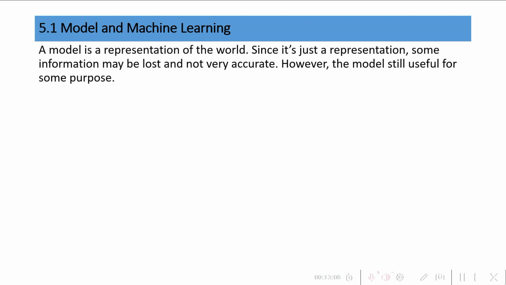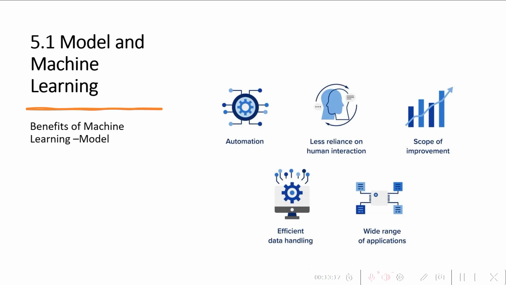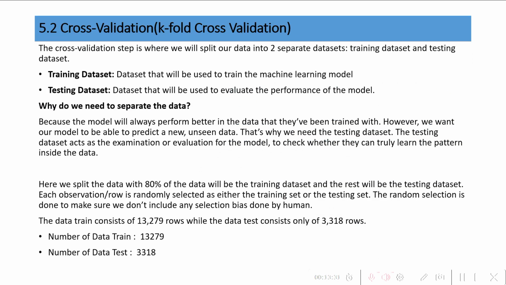And what exactly is a model? A model is a representation of the world. Since it's just a representation, some information may be lost and it may not be very accurate. However, it still is useful for some purposes. The benefits of the model are that it helps in automation. It helps to remove human bias. There is always scope for improvement. The data handling is efficient and there is a wide range of applications the model can be attached to. Now, an important thing as part of model training is k-fold cross validation.